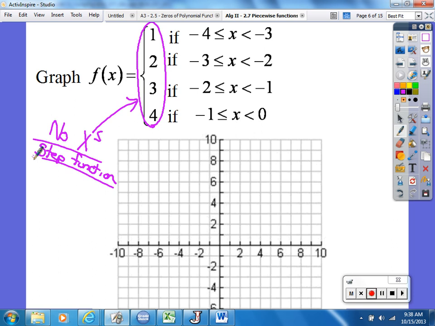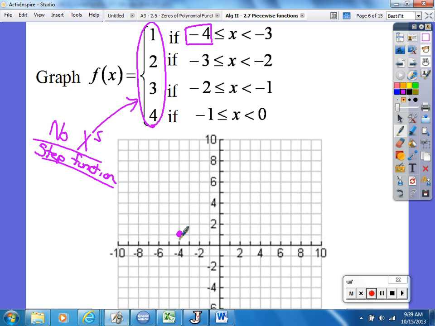Well, these are my domain numbers, my x numbers. So I've got -4, and what's my y value that corresponds to it? 1. So I'm going to go to -4 on my x value, and up to 1, and you told me to put a closed dot right there. So I'm going to put a nice closed dot at (-4, 1). Does that make sense so far?